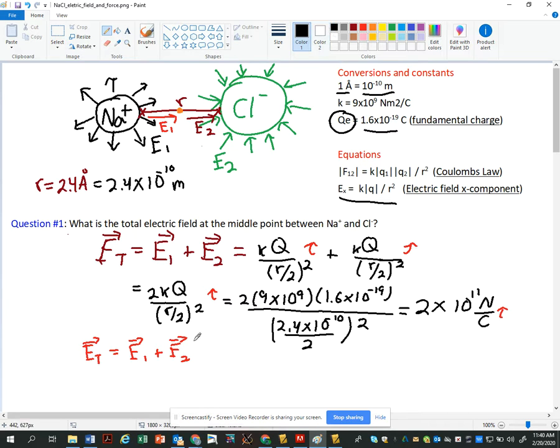So it will be E1 plus E2. So the total is a bigger arrow, which is E total, pointing left to right. And the size of that arrow, which is in only one direction, will be this 2 times 10 to the positive 11 newtons per coulomb.